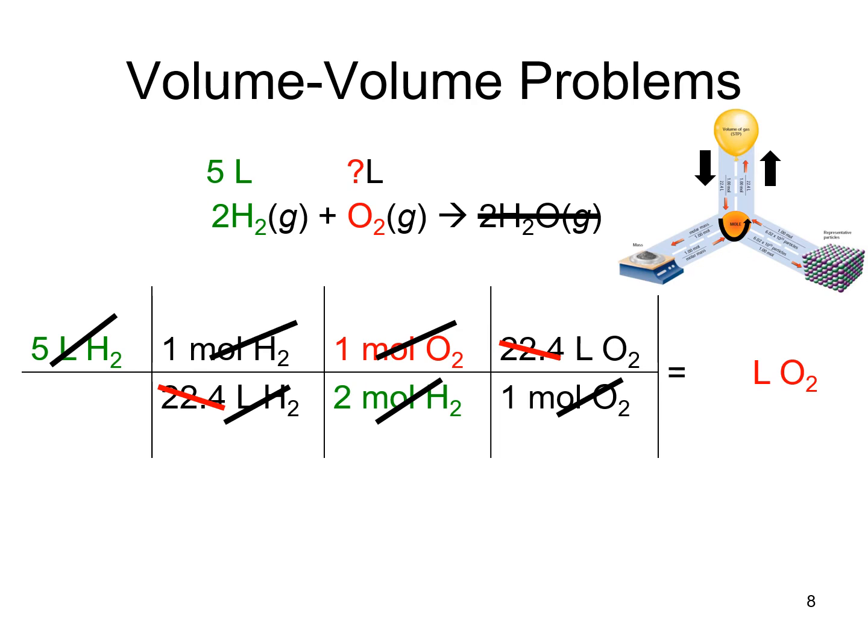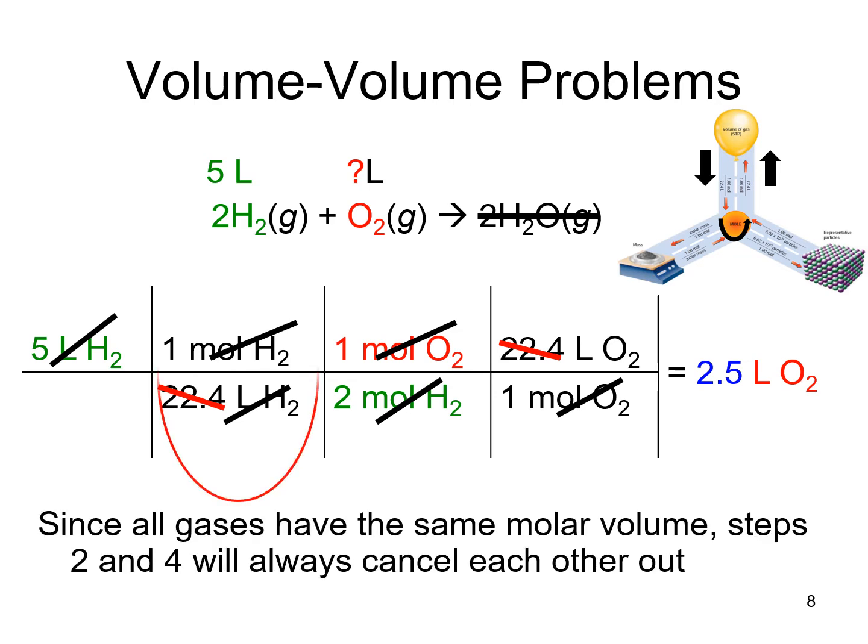And so all you're left with is 5 over 2 liters of oxygen, which of course is 2.5. 5 divided by 2 is 2.5. So we solved that problem using the stoichiometry method that we use for a mass-to-mass problem. It will work. It'll work every time.